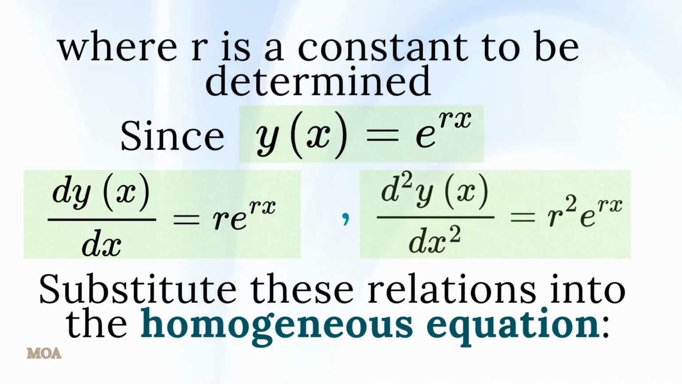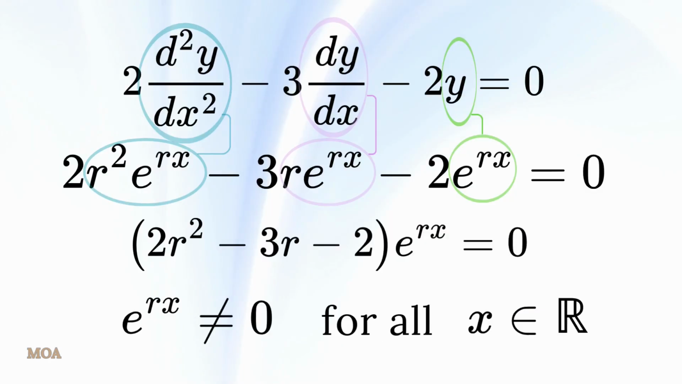Substituting these expressions into the homogeneous equation gives 2 times the quantity r squared times e raised to the power of r times x, minus 3 times the quantity r times e raised to the power of r times x, minus 2 times the quantity e raised to the power of r times x, equals 0. Factoring out e raised to the power of r times x from all terms yields the quantity 2r squared minus 3r minus 2, all multiplied by e raised to the power of r times x, equals 0.